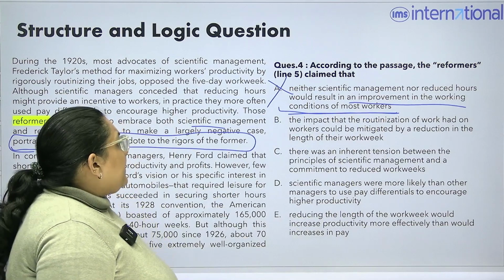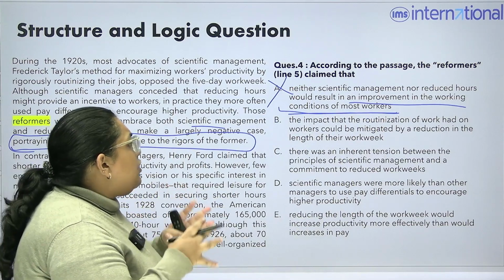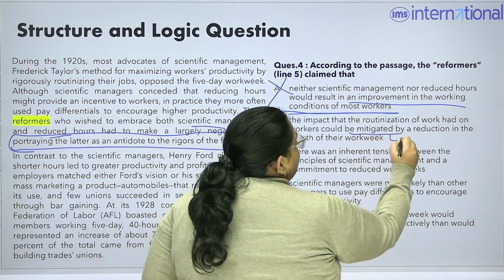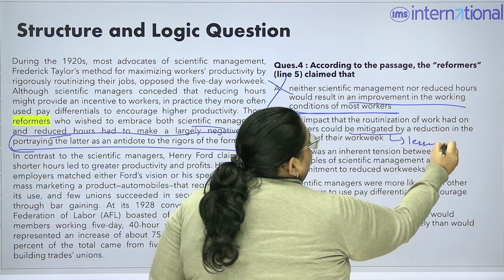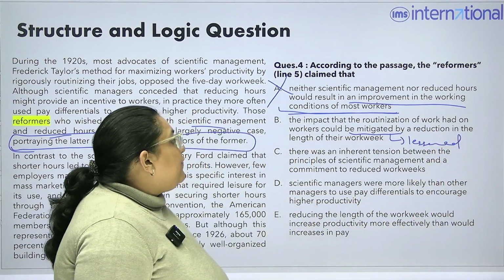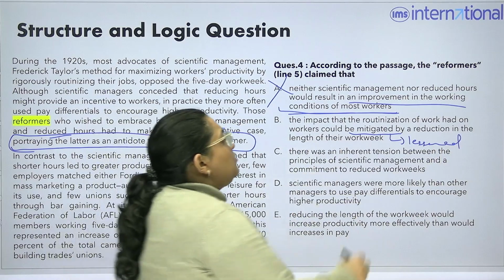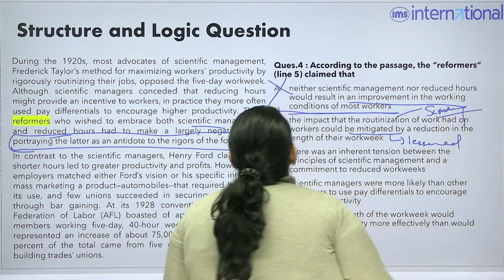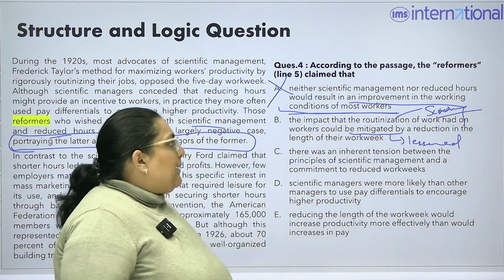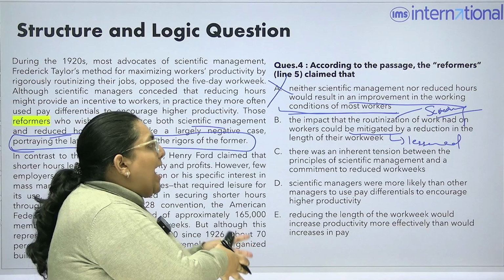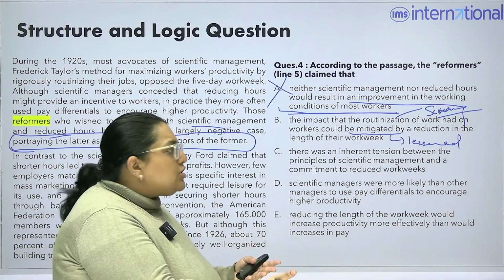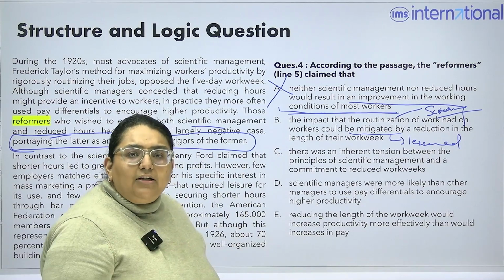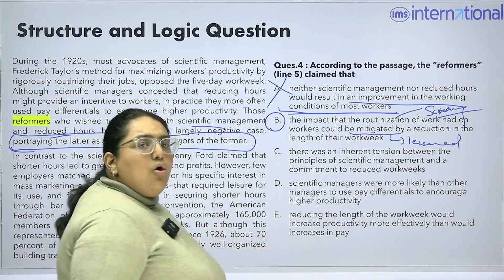So eliminate A. B says the impact that the routinization of work had on the workers could be mitigated. Mitigated means it could be lessened by a reduction in the length of their work week. Yes, so routinization of work is what? Routinization of work is scientific management. Routinization of work is nothing but scientific management. So the impact of scientific management can be mitigated or reduced by a reduction in the length of the work week. That means reducing the hours. So keep B, hold on to B.